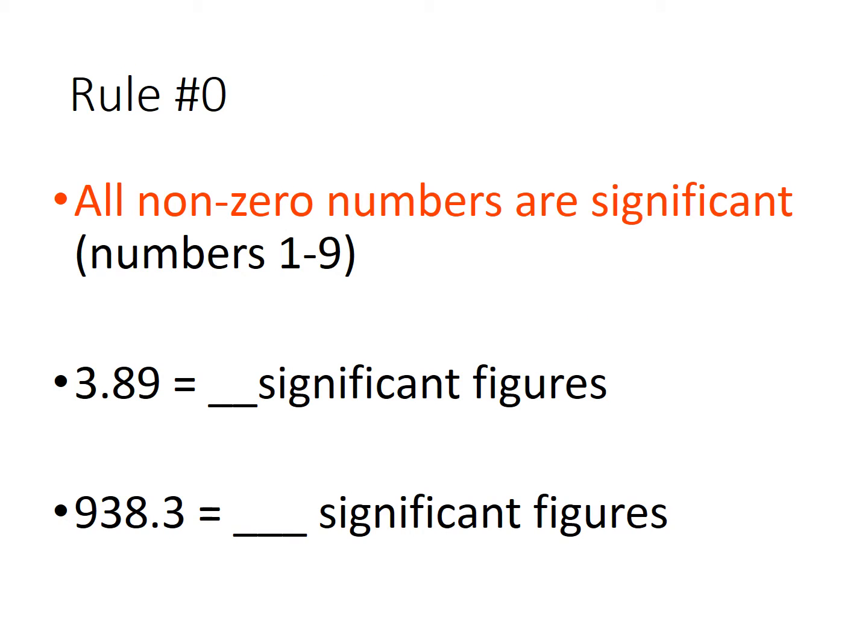Now in your notes, you already have rule 0 written down. It basically says that all non-zero numbers are significant. So 3.89, they're all non-zero, so there are 3 significant figures there. 938.3, there are 4 non-zero numbers, they're all significant, so there are 4 significant figures there. Rule 0 is pretty easy.